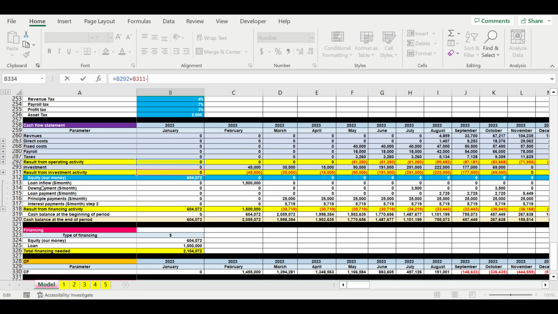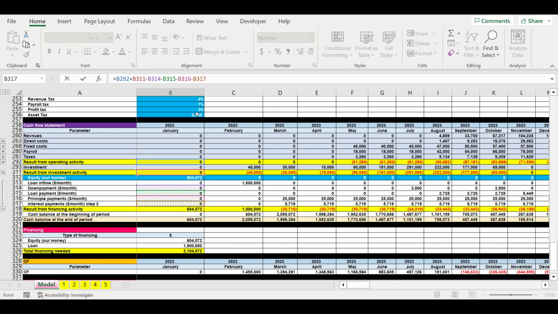So in this formula we are taking only outflows from financing activity to be able to calculate whether the project itself can generate an amount of cash equal to or higher than the amount of money that we invested in it, from loan and from equity. So we are taking a minus sign and adding down payment, minus loan payment, minus principal payment, minus interest payment. And now we are pressing enter.